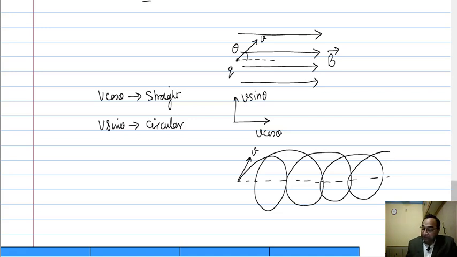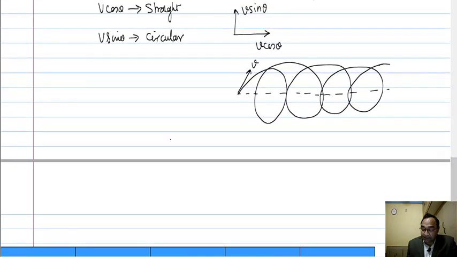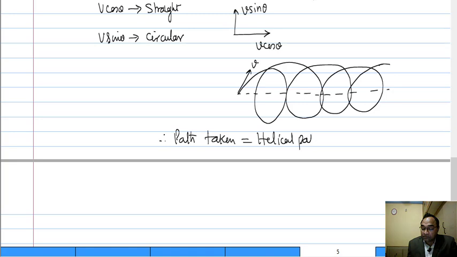So, the path taken in this case, therefore, we can say path taken is helical or helix, if the velocity is between 0 and 90.